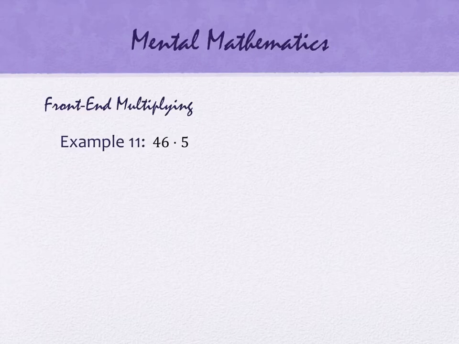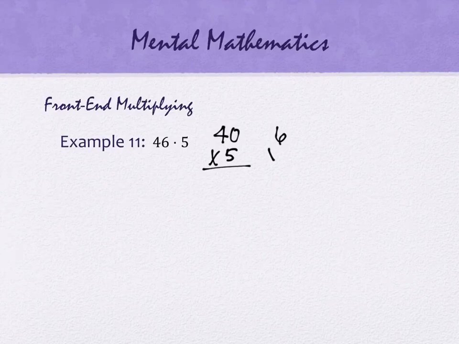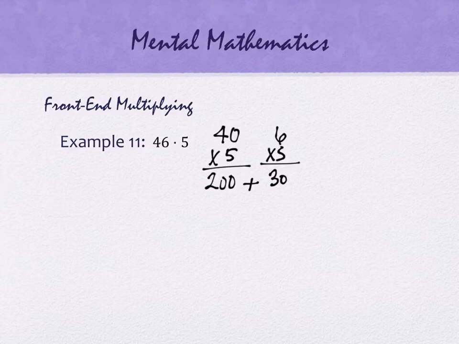Because what front-end multiplication has you do is it breaks it apart into 40 and into 6 and has you multiply each value and then re-add them together. Whoops, it's supposed to be 5. What is 40 times 5? 200. What is 6 times 5? 30. And if I were to add them together, I can do 230.